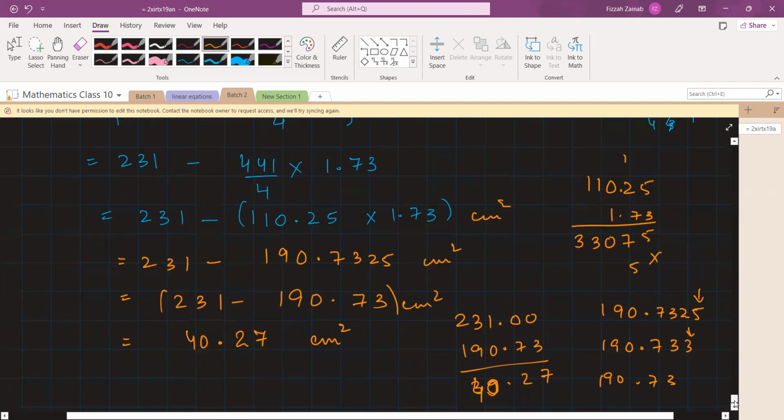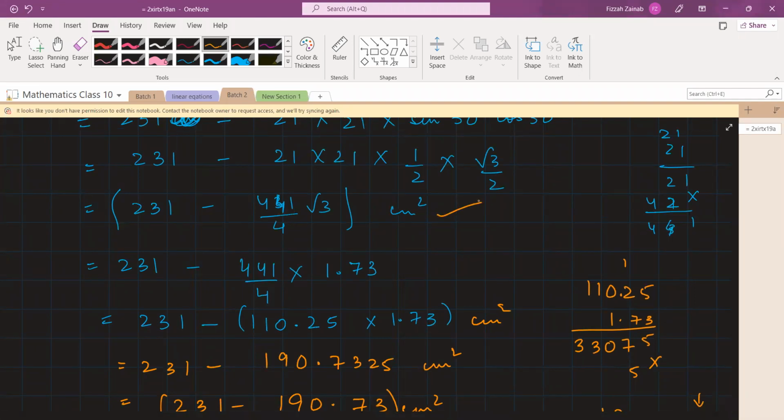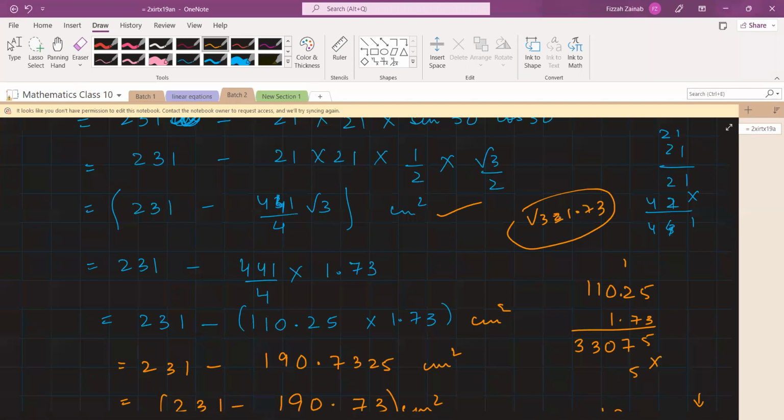Teacher, is it okay if we stop at 231 minus? Yeah, in terms of root 3 also you can leave the answer. See, sometimes in the question it will be given that use root 3 is equal to 1.73. Now, if this is given in the question, that means you have to substitute the value of root 3 and obtain it in decimal. Otherwise, you can leave it. Okay, thank you.